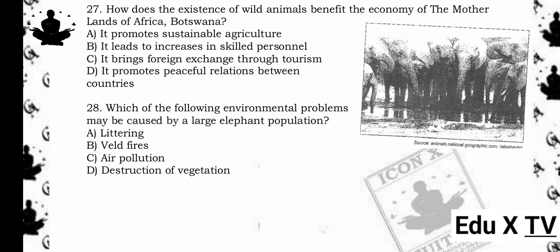28. Which of the following environmental problems may be caused by a large elephant population? A. Littering. B. Veld fires. C. Air pollution. D. Destruction of vegetation. The answer is D. Destruction of vegetation. Reason being, large elephant populations uproot trees, trample plants, and overgraze areas, leading to vegetation loss and habitat destruction.